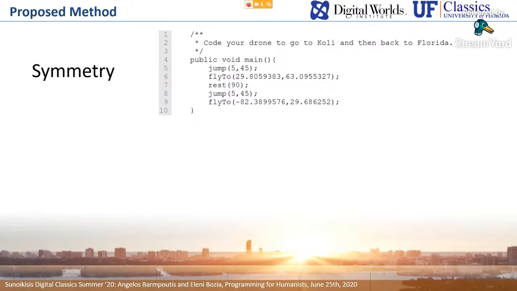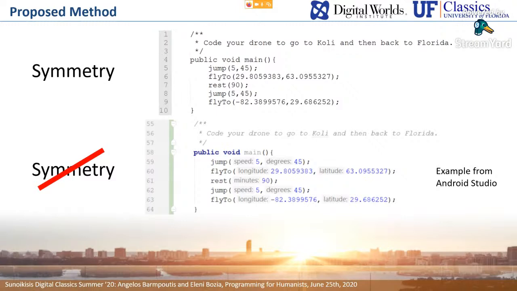For example, this is an example of Java, where we can see numbers like jump 5, 45, or rest 90. But of course, for someone who uses this particular API, application programming interface, for the first time, these numbers don't make any meaning. So if you observe this text in Android Studio, for example, you can see that there are some additional tokens that were not typed by the user, were automatically populated in this text editor. So in other words, we have an asymmetric text editor where what we see is not what we type.